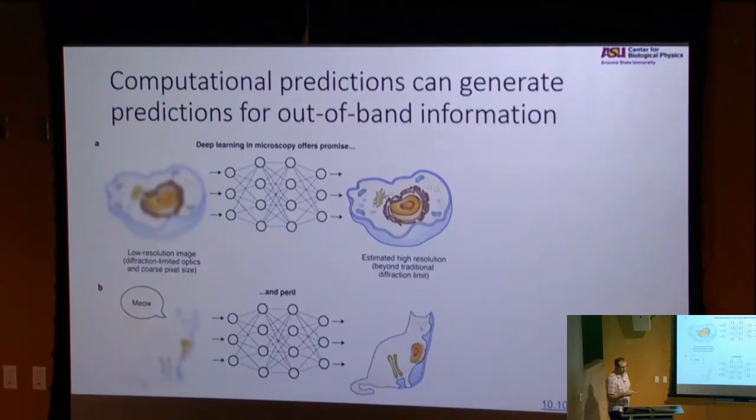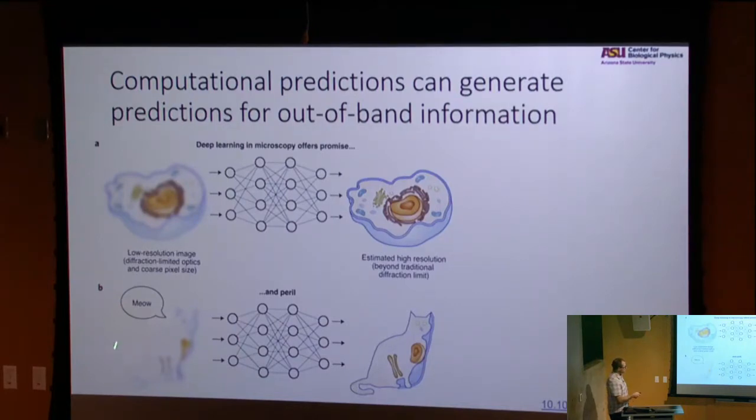The other way people have been exploiting, and we had some conversations today about deep learning, is that there's been a lot of work on computational predictions of out-of-band information, right? Let's train a deep learning network. I really like this commentary that just came out. People have been trying to basically upscale their fluorescence images. So here we have a blurry cell. You train it on some data set, you generate a convolutional neural network, you then estimate some high resolution that goes beyond the traditional diffraction limit, so it's got out-of-band information.